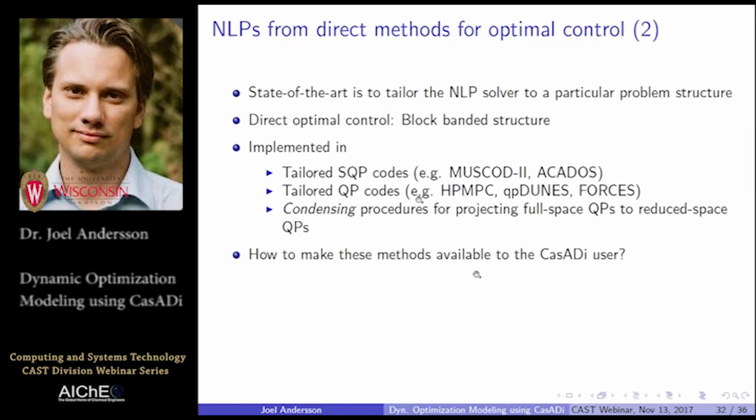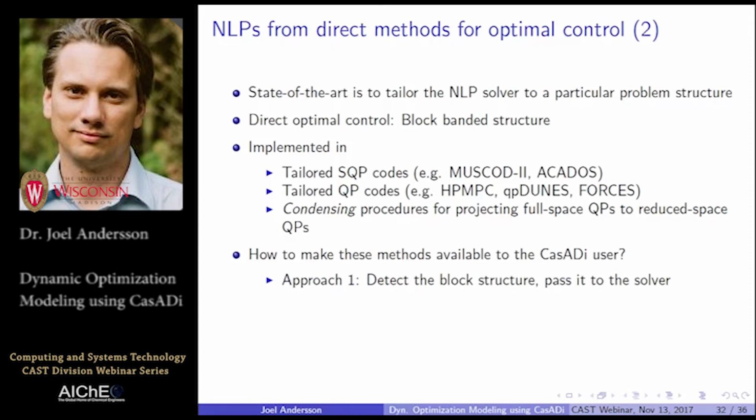So all these approaches are based on the idea that you tailor the NLP solver code to a particular problem structure. So how do we make these methods available to the CasADi user, where CasADi is a much more general purpose framework that is supposed to work not just with one particular optimal control problem structure, but with any reasonable structure or a wide range of different structures.